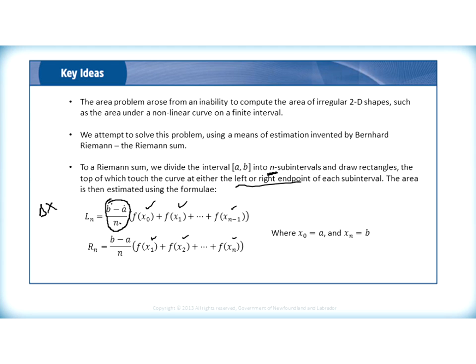And then what that gives us is 2 different sums. One will overestimate, one will underestimate, and hopefully they get pretty close.